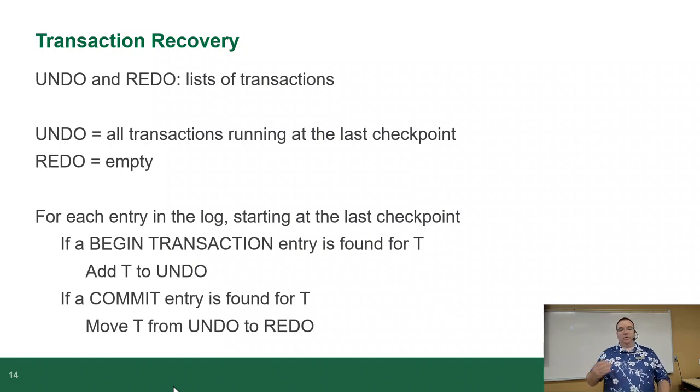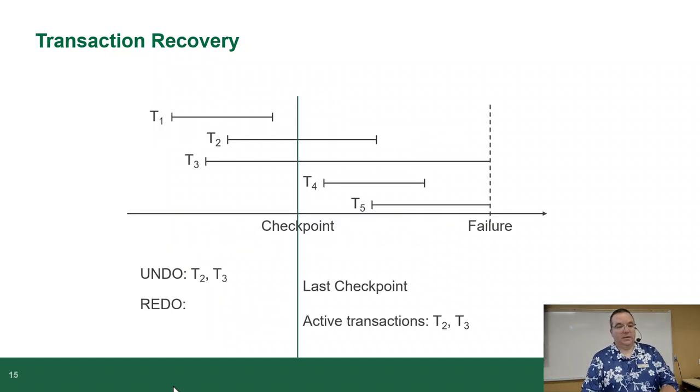Undo. So all transactions running since the last checkpoint. Redo is empty. So essentially after the checkpoint, redo is empty. For each entry in the log, starting from the last checkpoint, if a begin transaction entry is found, the transaction gets added to undo. If a commit entry is found, it gets moved from undo to redo. All right.